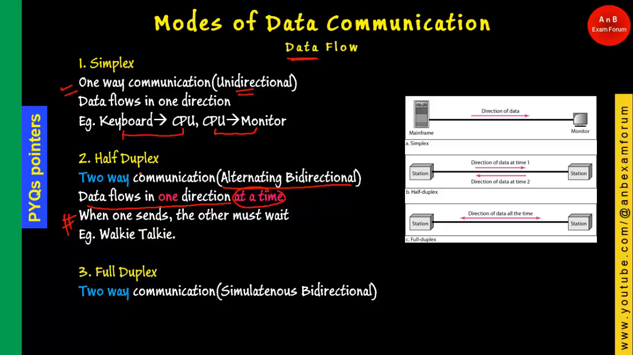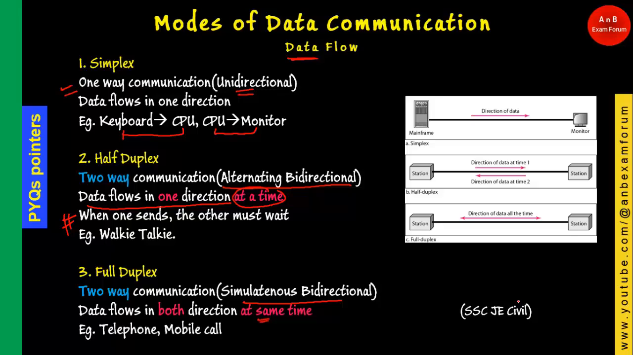But if you talk about full duplex, it is purely two-way communication and it is simultaneous bidirectional. It means data can flow in both directions at the same time, whereas in half duplex it is one at a time. This pointer was asked in SSC JE Civil. Examples are telephone and mobile call. In a telephone, both persons can speak at a time and both can listen at a time. So in this way, the communication is full duplex.